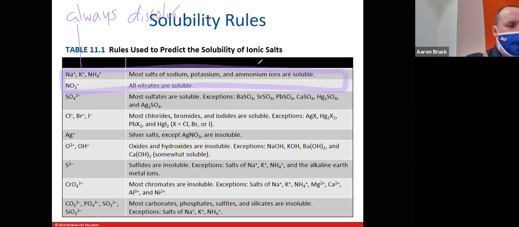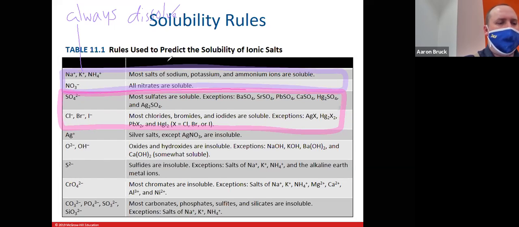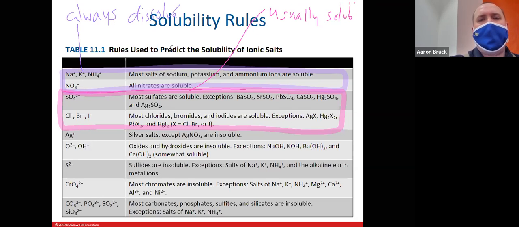There's a second category in here. This group is what we would call usually soluble. Sulfates tend to dissolve in water pretty easily. There are some exceptions on there: barium, strontium, lead, calcium, and so on. But for the most part, it's pretty reliable. Same thing with halide ions, chlorides, bromides, iodides. Most of those dissolve in water.